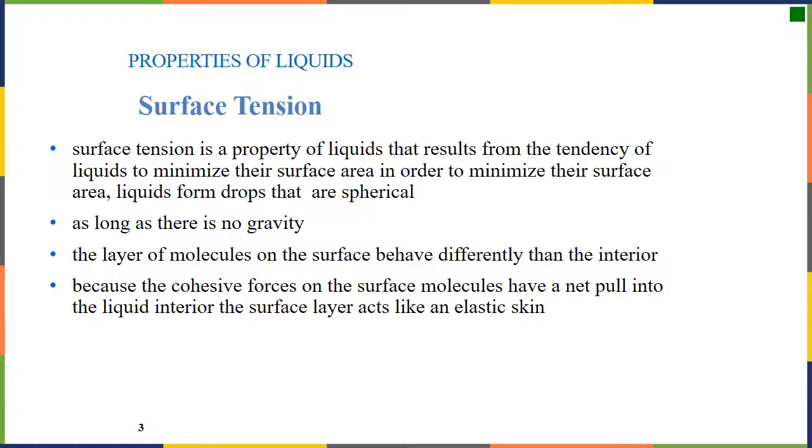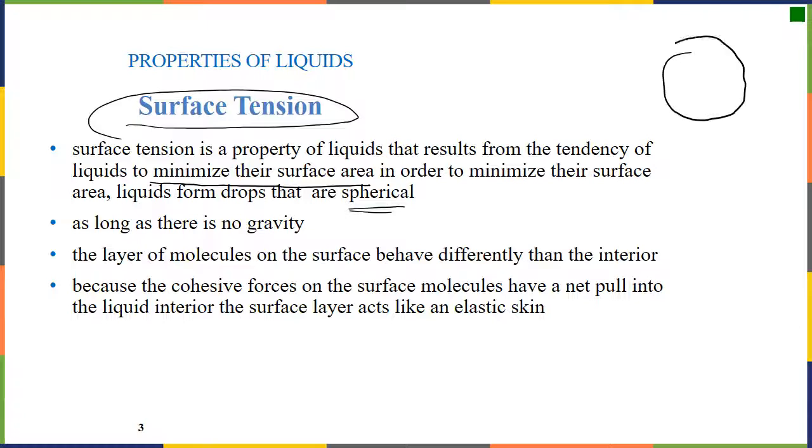So let's start with surface tension. Surface tension is a property of a liquid. It results from the fact that liquids want to minimize their surface area. Most of the time when they minimize the surface area, we try to get spherical shapes, because spheres have the smallest possible surface area. Now, that's as long as there's no gravity, but if you watch interesting videos from the space station, we still get spherical shapes even with no gravity.